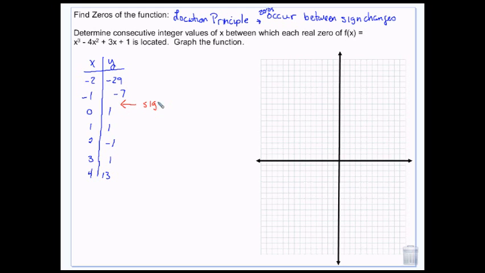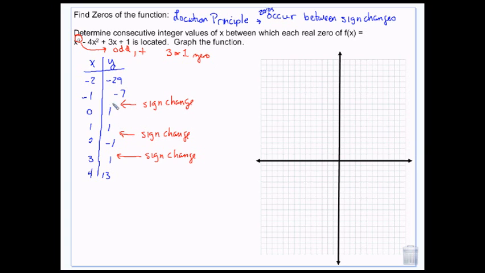We have a sign change here, and here, and here. Now this was an odd function, so it was odd and positive. So I knew I was going to have 3 or 1 zeros. So once I found the 3, I'm done. So here's my 3 zeros. So my zeros are between negative 1 and 0, between 1 and 2, and between 2 and 3.